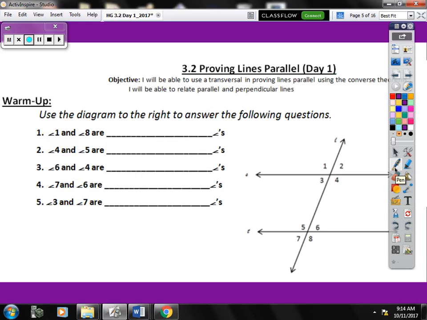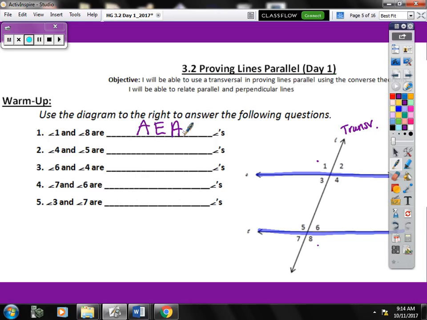The directions are just to use the diagram to the right to answer the following questions. Angle 1 and angle 8 are what type of angles? Angle 1 and 8. You can draw attention to your two lines. We do have only one transversal. What type of angles are 1 and 8? Alternating exterior angles. Very good.